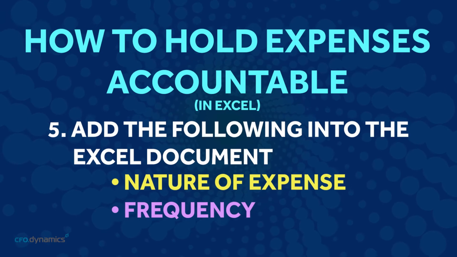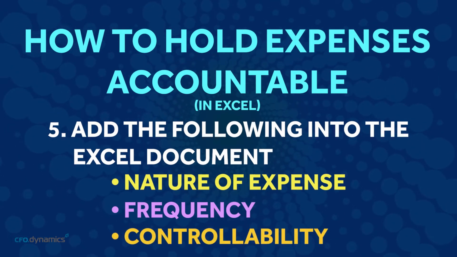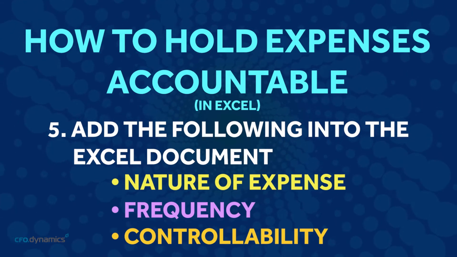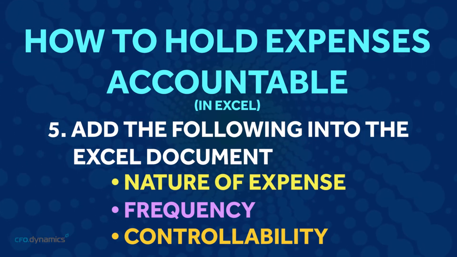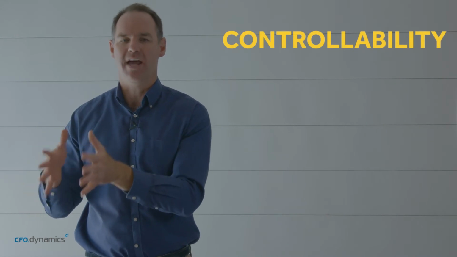The next element is controllability. So we've looked at the nature of the expense, we've looked at how frequently we should be reviewing that expense. Now we're looking at the controllability of that expense.